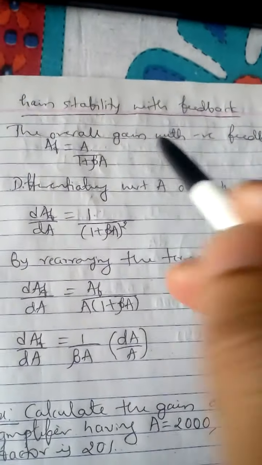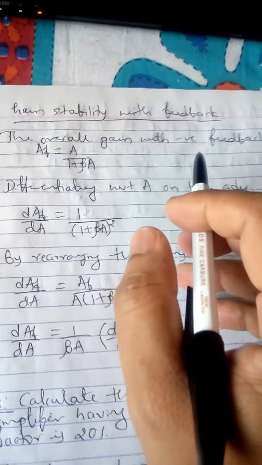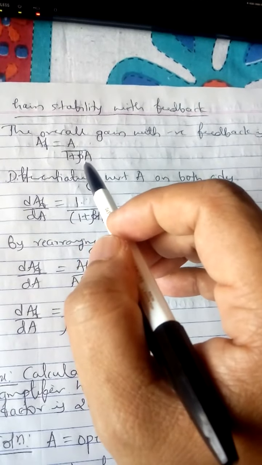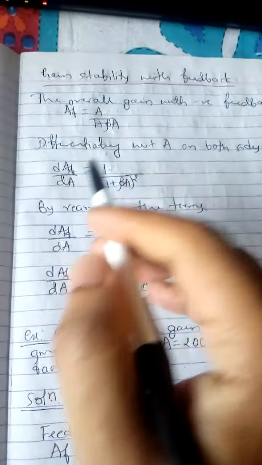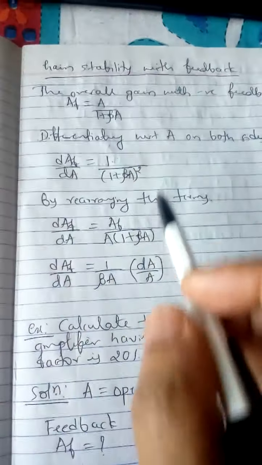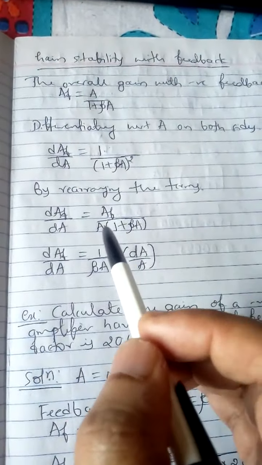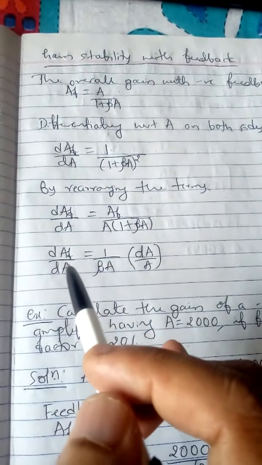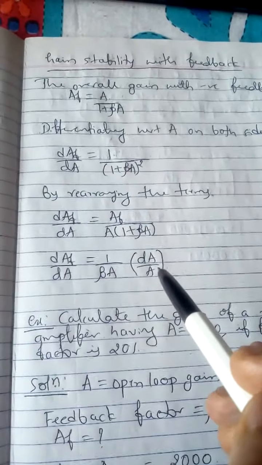Next is gain stability with feedback. The overall gain with negative feedback is given by AF equals A divided by 1 plus beta A. Differentiating with respect to A on both sides, I get dAf by dA equals 1 divided by (1 plus beta A) whole square. By rearranging the terms, dAf by dA equals AF divided by A into (1 plus beta A). Then dAf by Af equals 1 divided by (1 plus beta A) into dA by A.